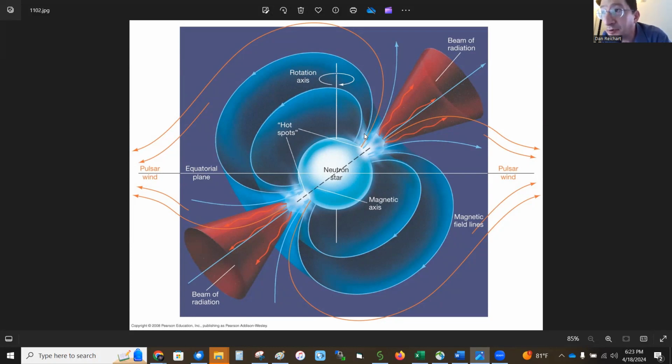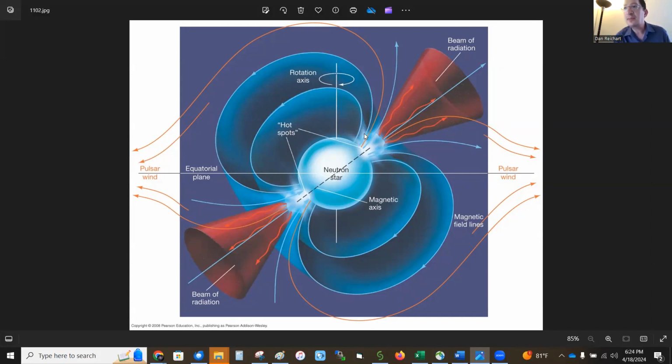Take our Earth, for example. The magnetic field axis is not aligned with the rotation axis. There's some separation between them. In fact, the magnetic field axis moves around. Depending upon what's going on down in the core of the Earth, it drifts noticeably from year to year. Anyway, with most neutron stars, the magnetic field axis and the rotation axis are misaligned.